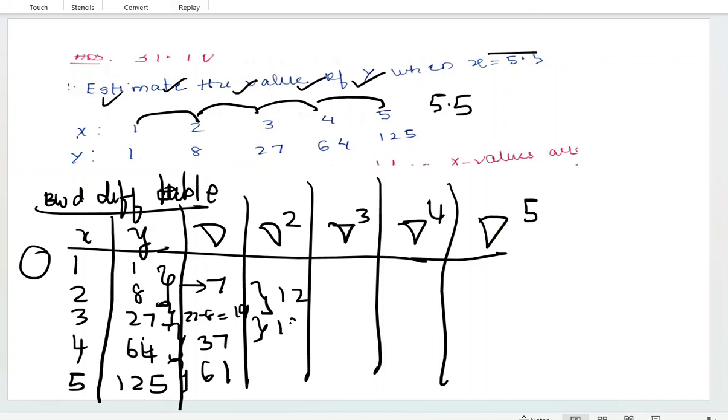This subtraction will give you 18. This subtraction will give you 24. This subtraction will give you 6. This subtraction will give you 6. This subtraction gives 0. In this case, if you observe the del 5 column, there is nothing to subtract. Therefore, the del 5 column does not exist. So, step 1 in Newton's backward interpolation is done.